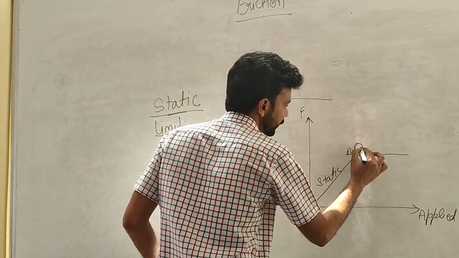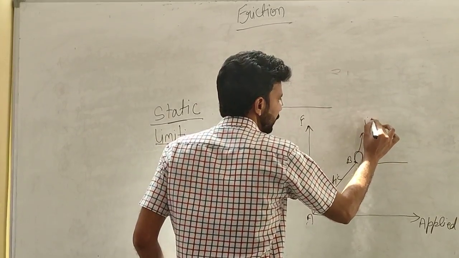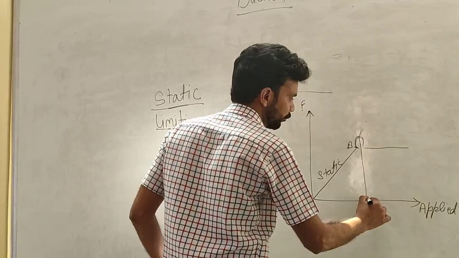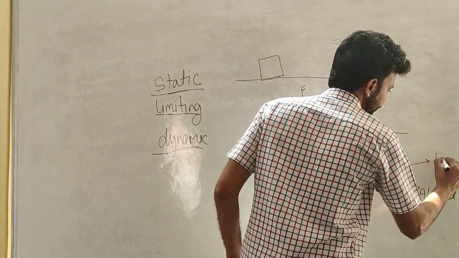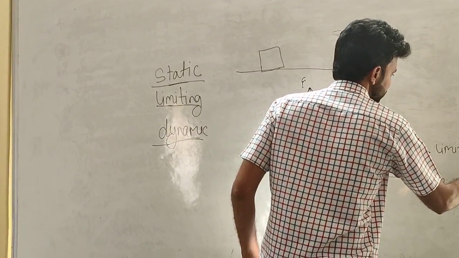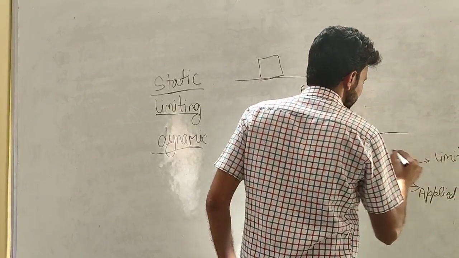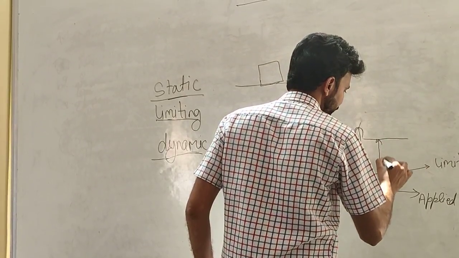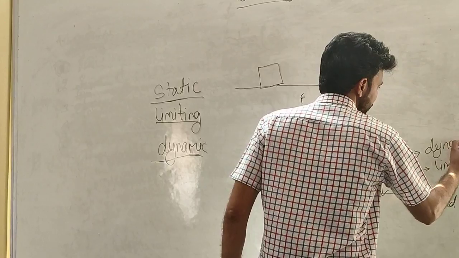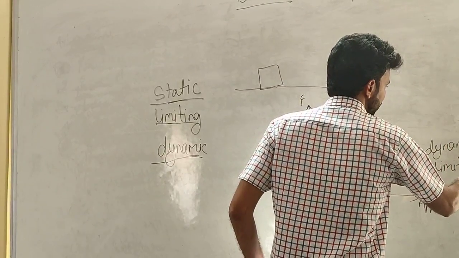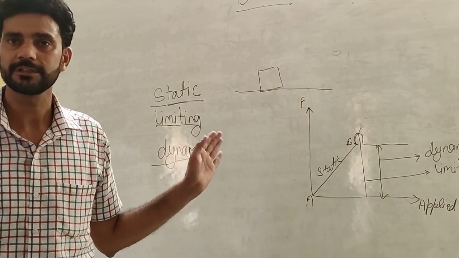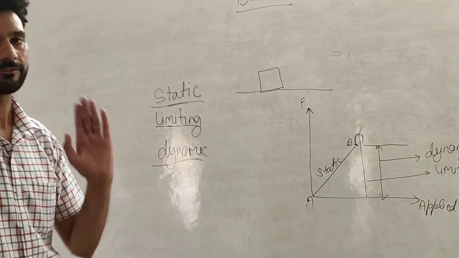This will give us the magnitude of limiting friction. Here we can write this is the magnitude of limiting friction. And this is the magnitude of dynamic friction. This is the graph which tells us about static friction, dynamic friction and limiting friction.